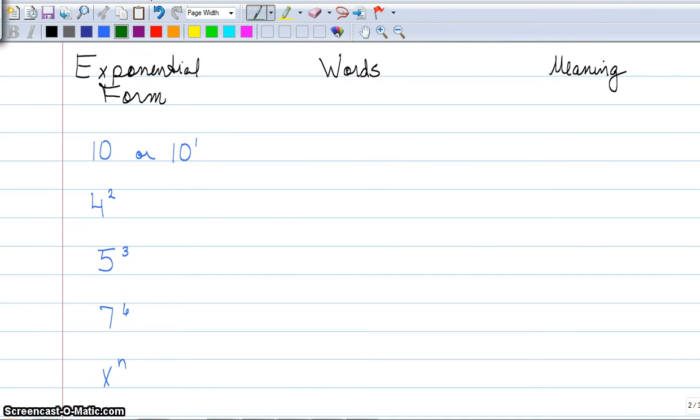Now let's look at the exponential form. So normally, if I have a number or variable or anything that's written to the first power, I normally just write the number. That 1 is understood to be there. But in this case, I have 10 to the first power. So in words, it would be 10 to the first power. And all that means is 10.